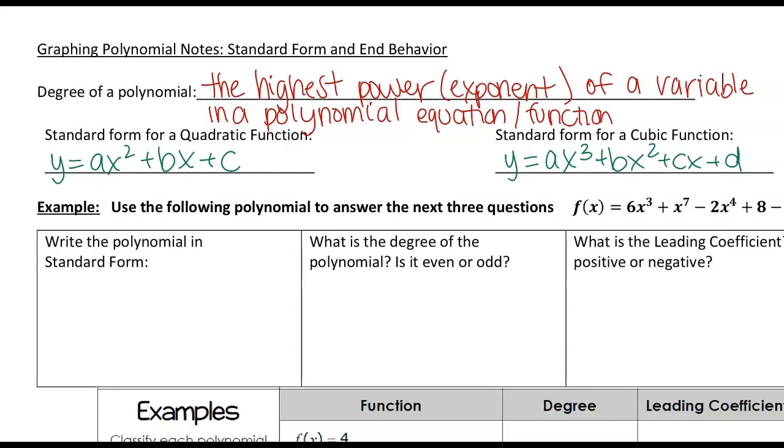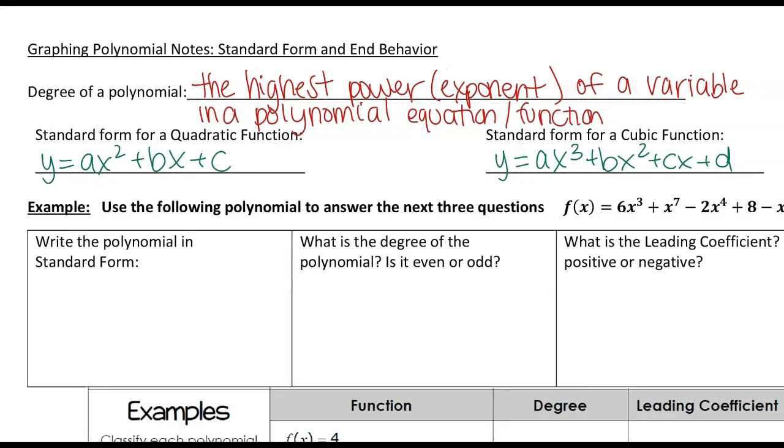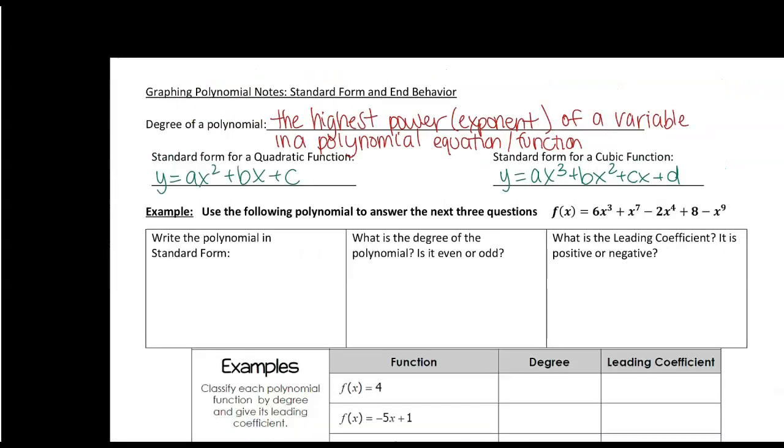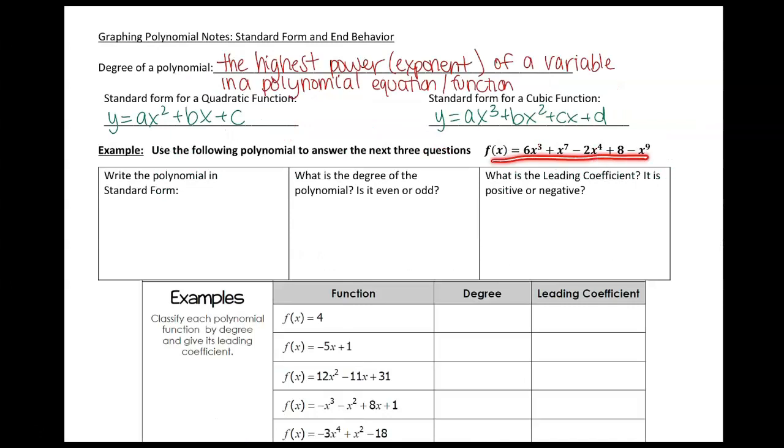So the example asks you to do the following. It wants you to write the polynomial in standard form, find the degree, and then write out the leading coefficient and determine if it's positive or negative. So in the space that you have next to you, let me zoom out a bit, I want you to take this and write it in its standard form. Standard form means that you're starting with the highest exponent and you're working your way down.